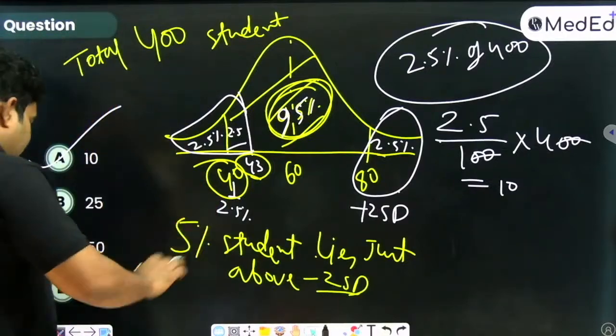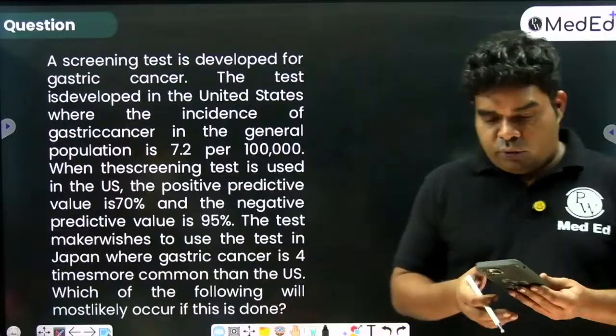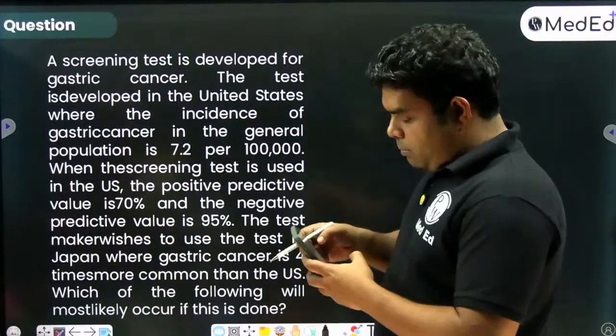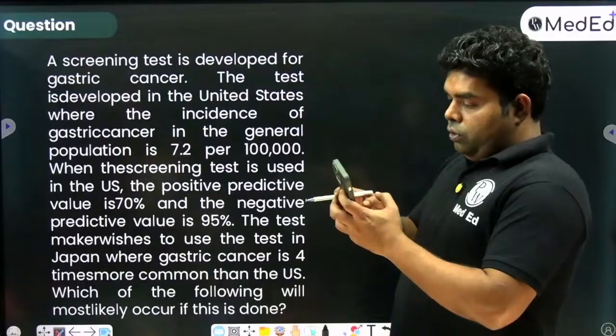Okay, so these two tricky questions can come. I hope you understood it and you can answer it. If not, feel free to ask in the chat box. I will be more than happy to reply to your question. Okay. Chalo.